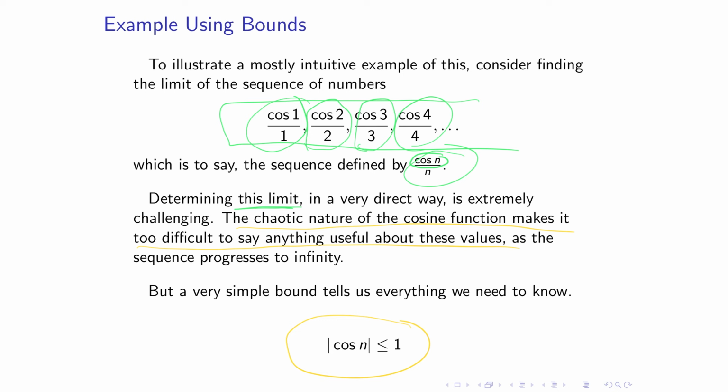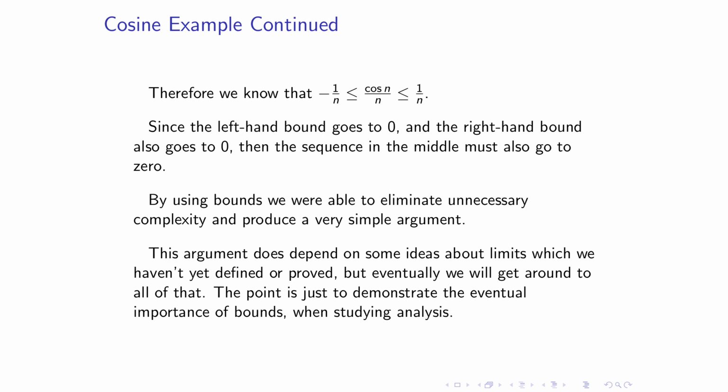And so we know that the value of cosine n, no matter what n is, and this is not just for the natural numbers, but for any possible choice of number, cosine n is always less than or equal to 1. And so that's a nice, useful bound. And so using this bound, we not only get a bound on just cosine n, but we can use that bound to give us a bound on cosine n over n, right?